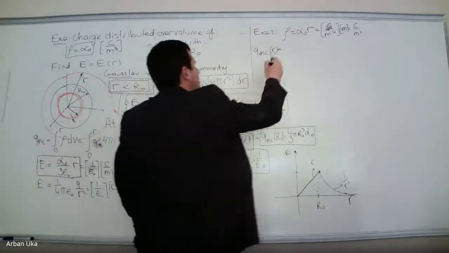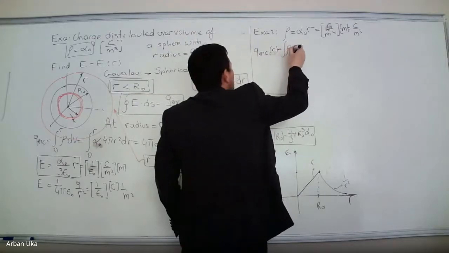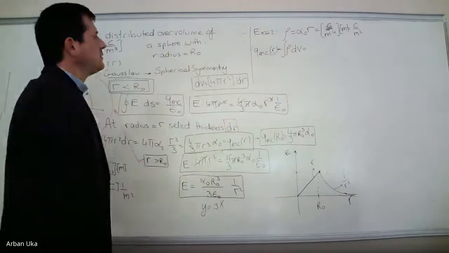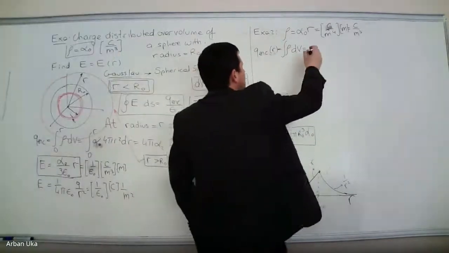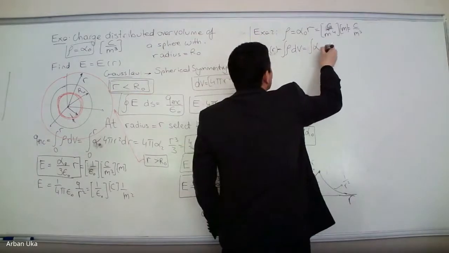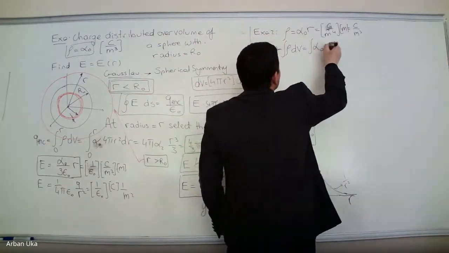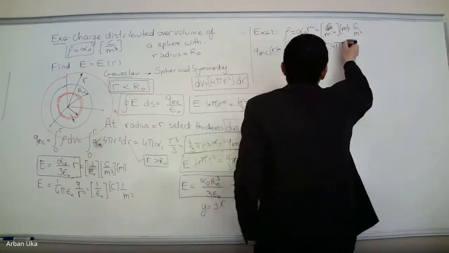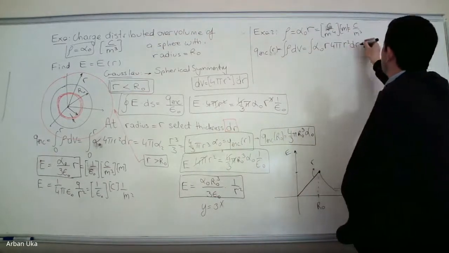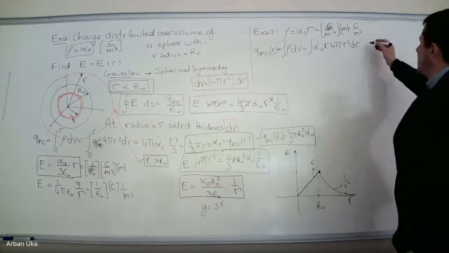So again, the enclosed charge will be described as rho delta volume, and this is equal to alpha 0 R. This alpha 0 is a constant, we can take it out. Alpha 0 R times 4 pi r squared dr. So we need to integrate here.